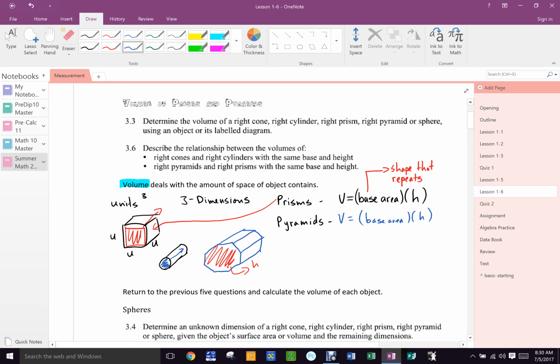Still regular height. But they are always divided by 3. Always. Now, that sheet I gave you writes this differently. It writes it as 1/3 base area times height. But you need to be aware by this point in your math careers that multiplying by 1/3 is the same as dividing by 3. Everyone knows that, right?